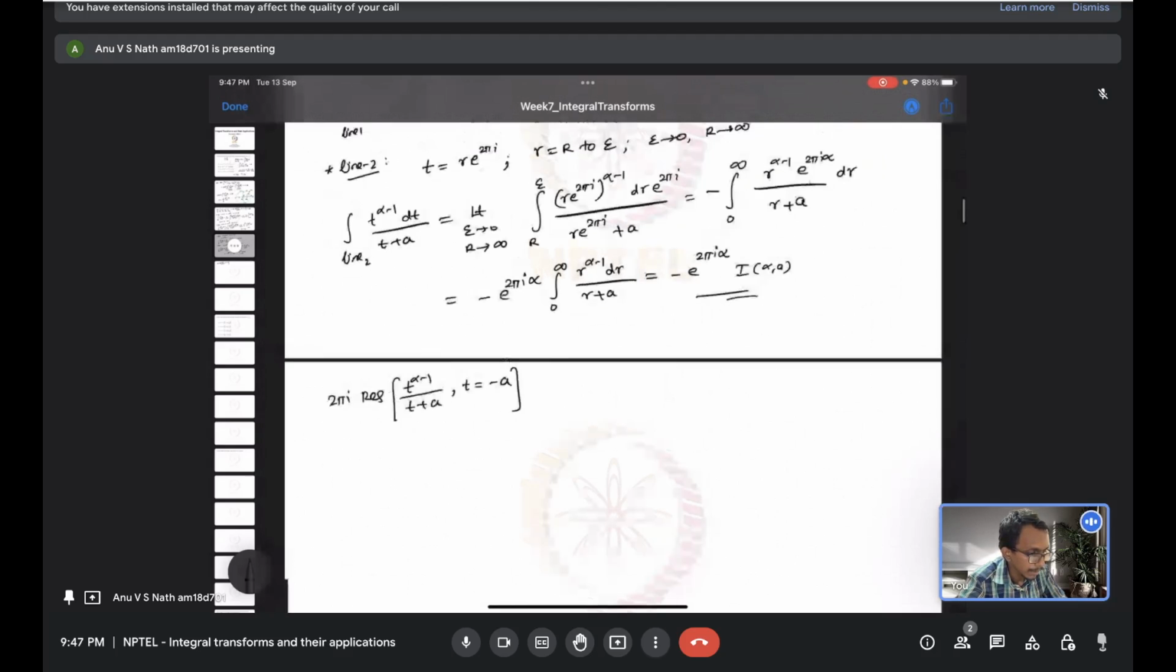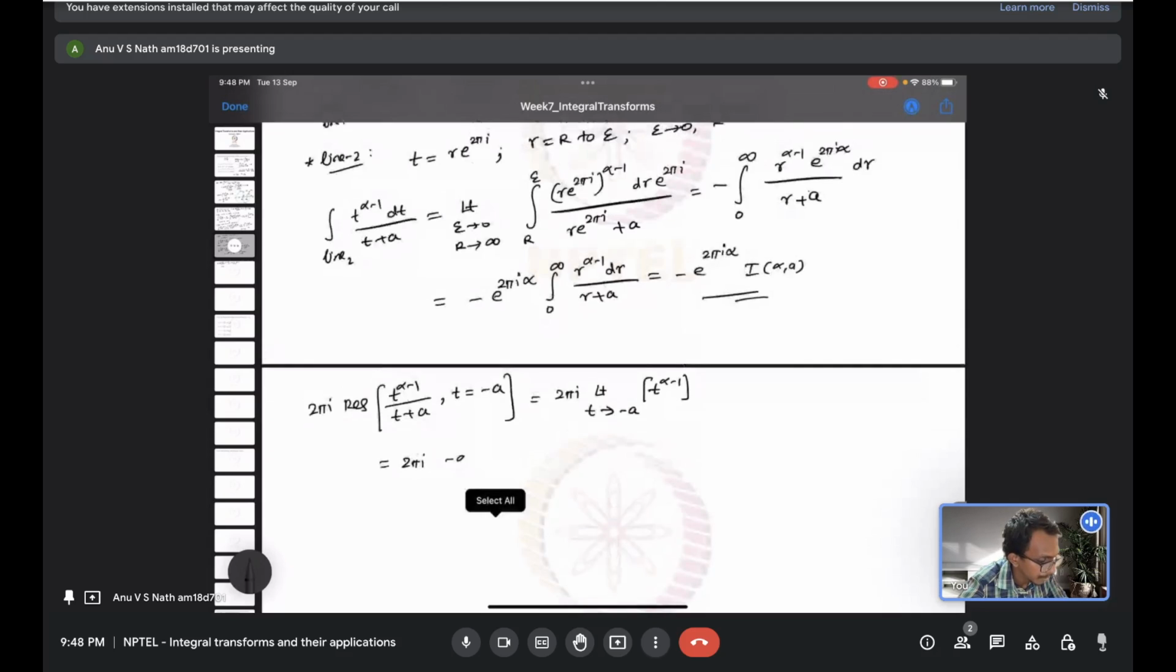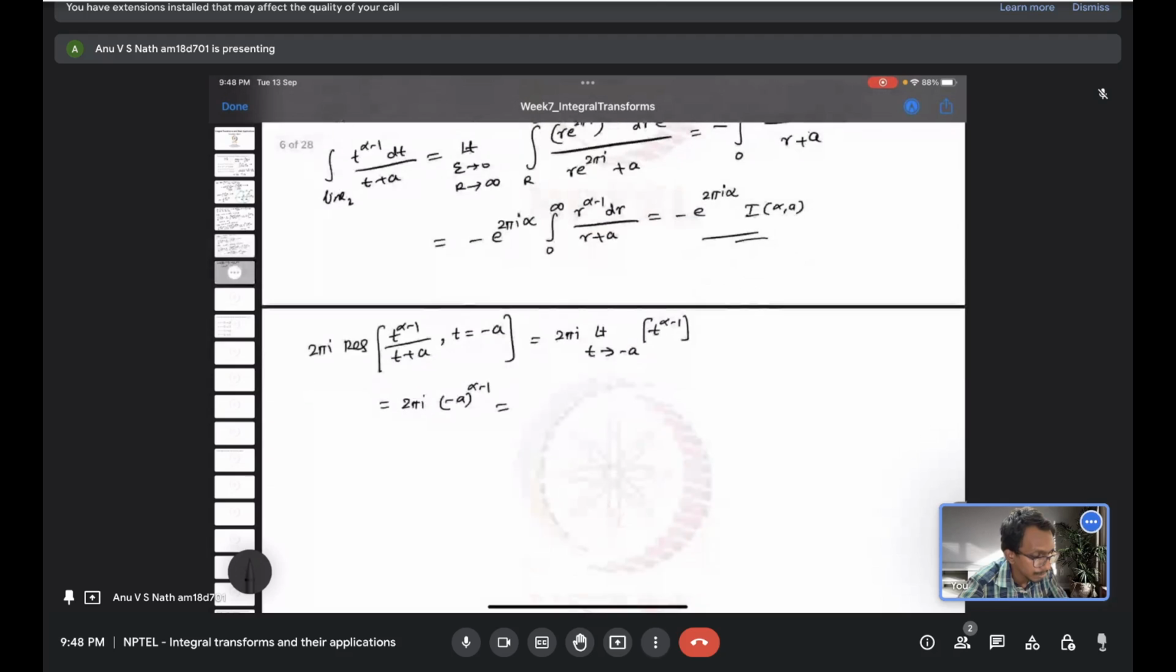So in that case, what we really need to do is multiply with t minus minus a and evaluate the limit t tending to minus a of whatever is remaining. If you multiply this function with t minus minus a, you will see that the t plus a you are multiplying will cancel with the denominator and you will get just t raised to alpha minus 1 in the limit of t tending to minus a. So it's 2 pi I times minus a the whole raised to alpha minus 1. So a raised to alpha minus 1 I can take outside, then minus 1 the whole raised to alpha minus 1.